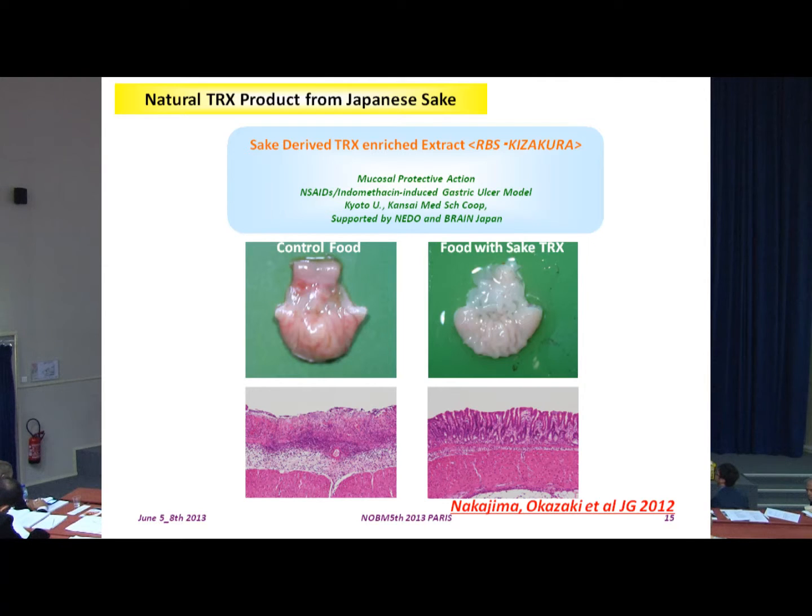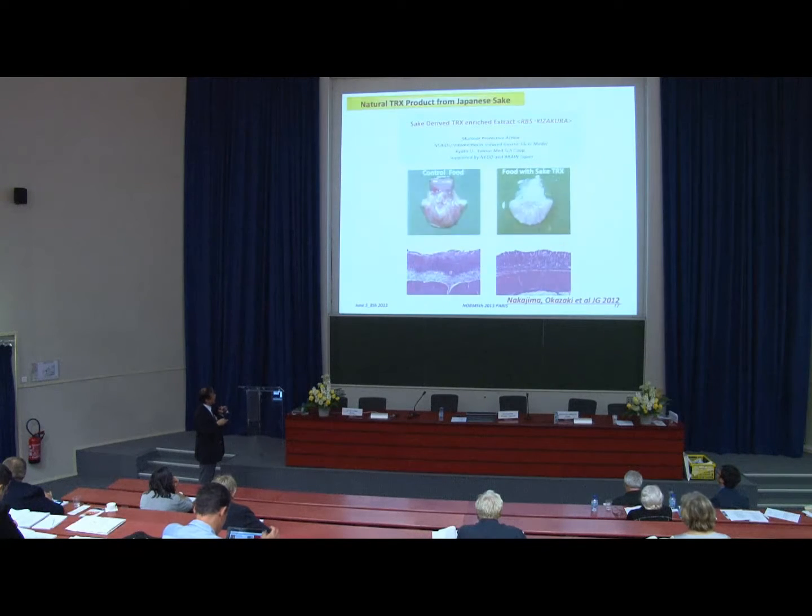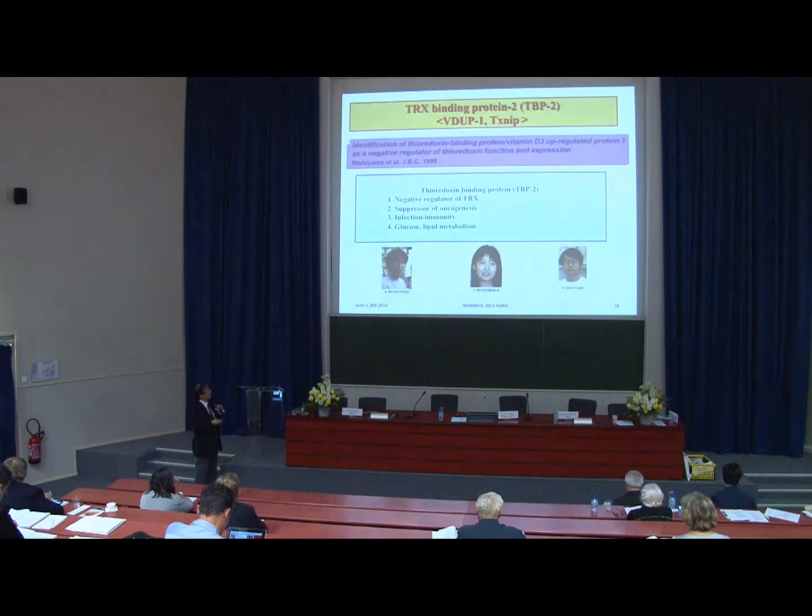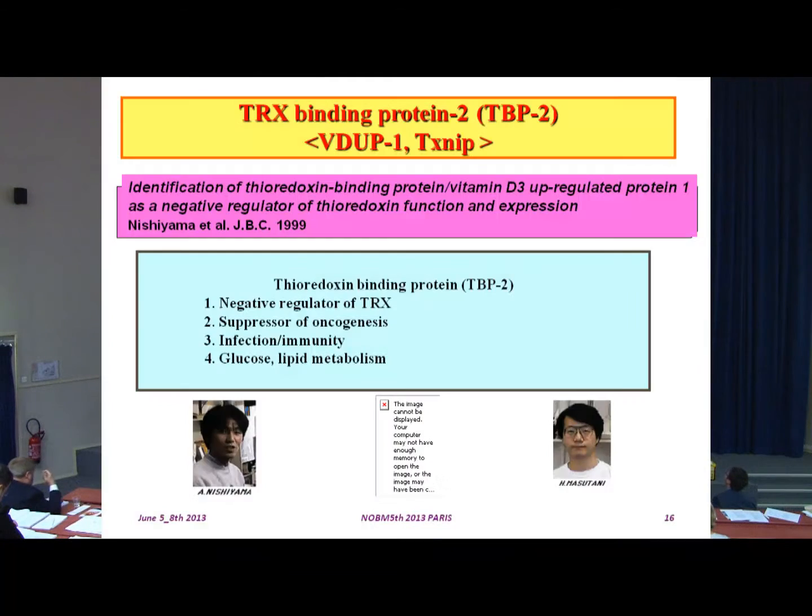And then you feed the mice with the thioredoxin extract-enriched food, versus control food and sake food. In this particular experiment, this shows that the strong inflammatory ulcer formation induced by indomethacin, a COX inhibitor, was blocked, as shown here. Other stress-induced ulcers are also protected. So thioredoxin by itself has an anti-inflammatory effect, to be used from outside of the tissues.